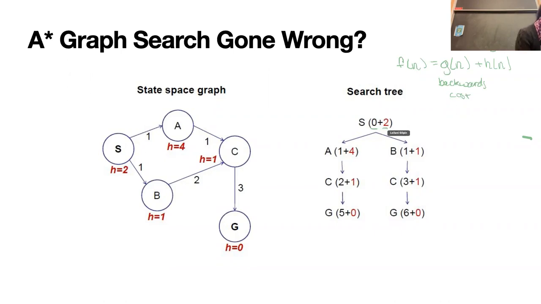Now if we go down the search tree, we have two choices. We can search through A. That means we do the cost from S to A, which is 1, plus the heuristic, which is 4, so we get 5. Or we take node B, where we use, again, the backwards cost. That's a cost of 1 plus the heuristic of B, which is equal to 2.